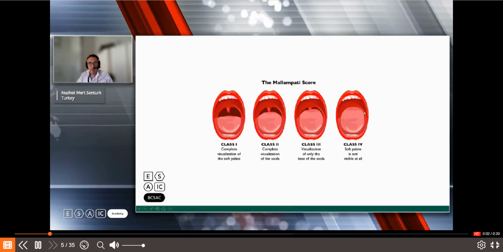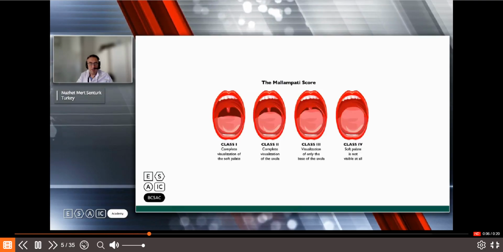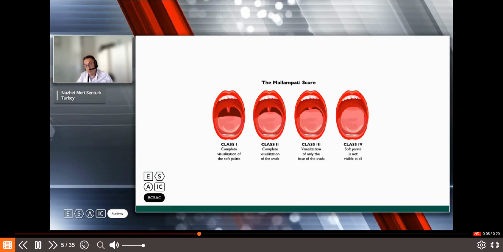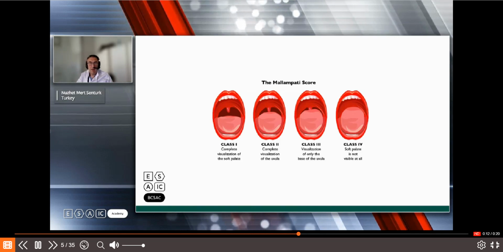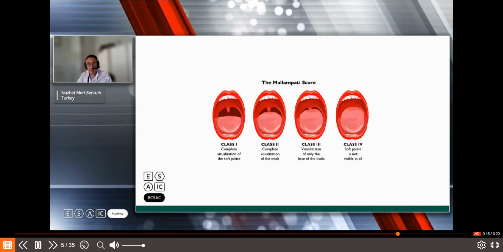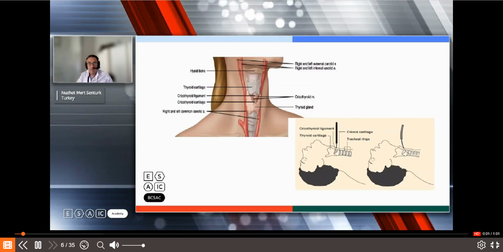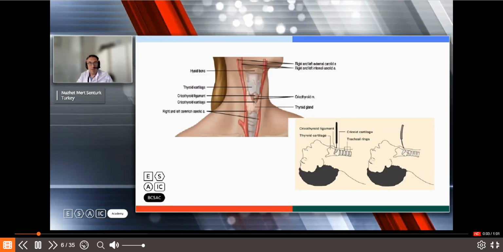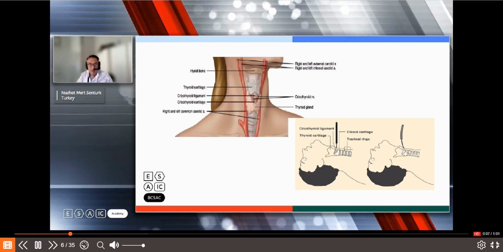Then we will have the lower respiratory tract, and we will have here the classification of the airways. First of all, we all have to know the classification of the Mallampati score, which is very important for us, both for daily practice and also for the exams. You will also have to know other parameters to predict a difficult airway. Then we have to know about the cartilage and ligaments around the upper airway.